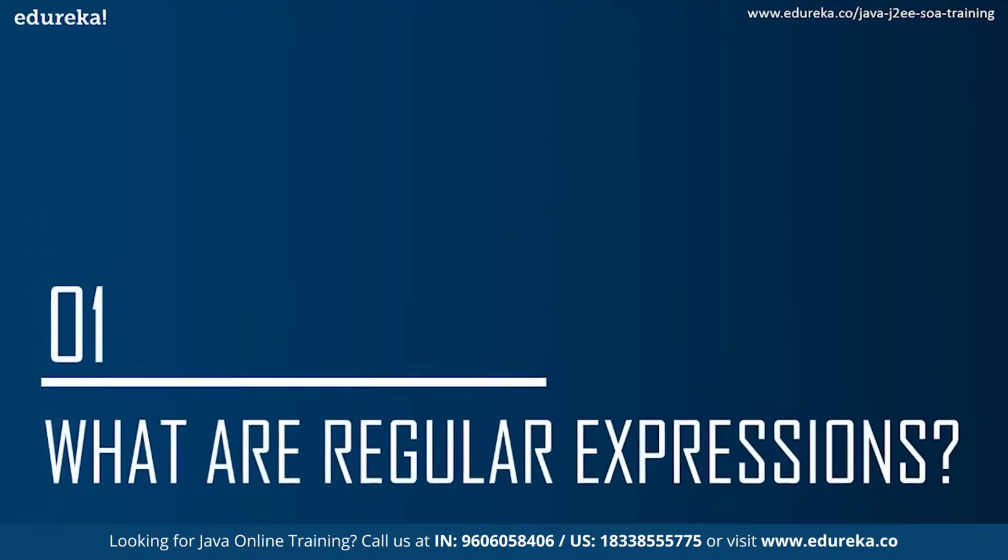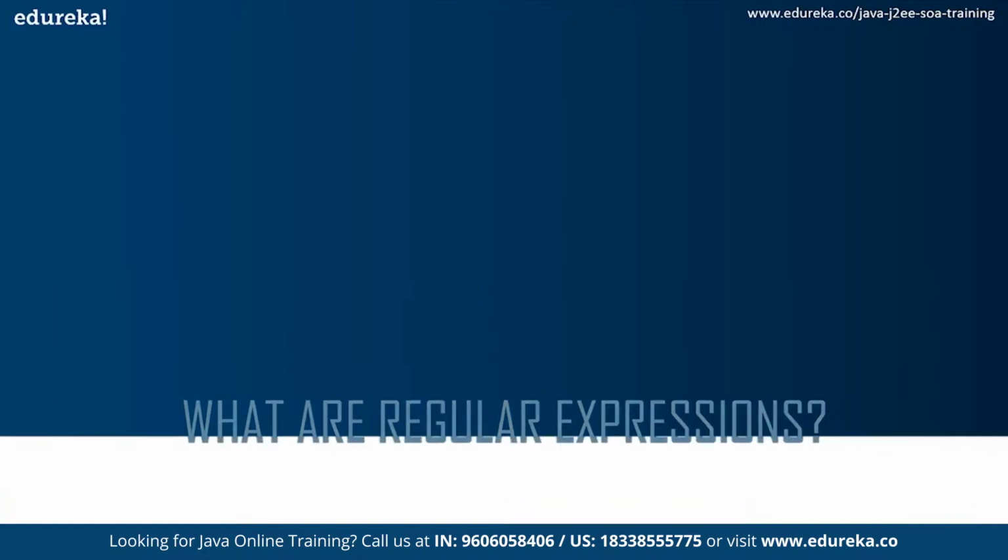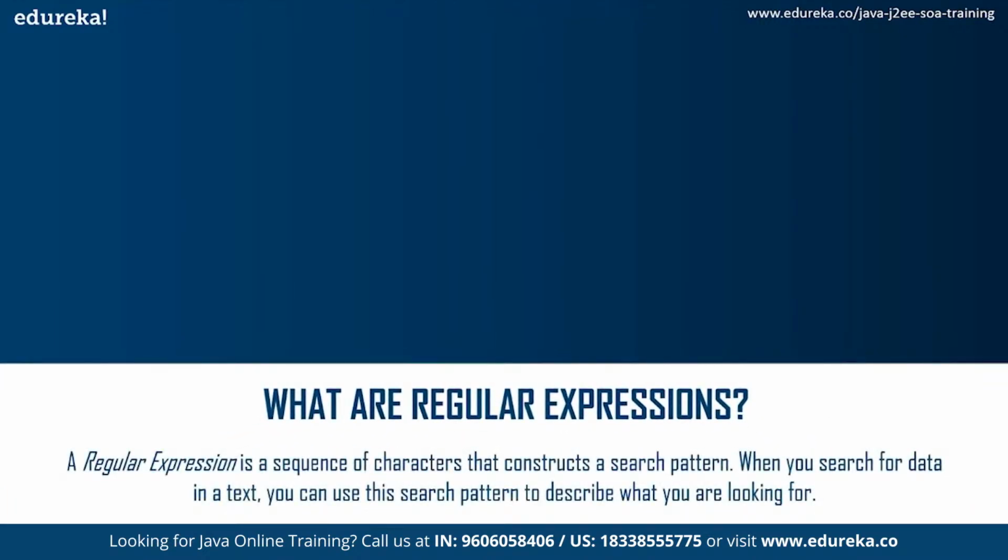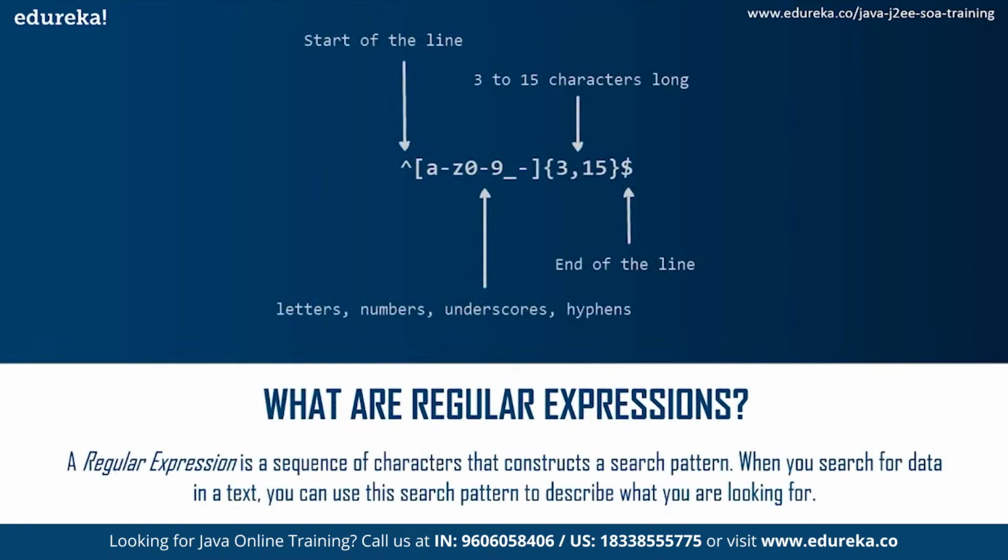First, let's understand what are regular expressions. A regular expression is a sequence of characters that constructs a search pattern. When you search for data in a text, you can use the search pattern in order to describe what you are looking for. For example, you have a regular expression like this as shown in the slide, and you can see that the caret represents the start of the line. And a set which is enclosed within the square brackets represents letters, numbers, underscore, hyphen, everything. It comprises all the alphabets, numericals, and special characters as well.